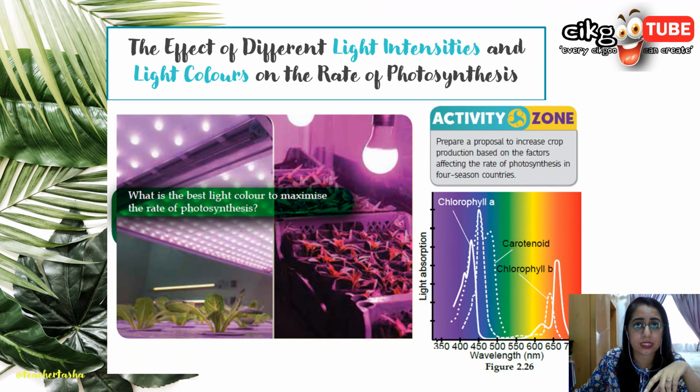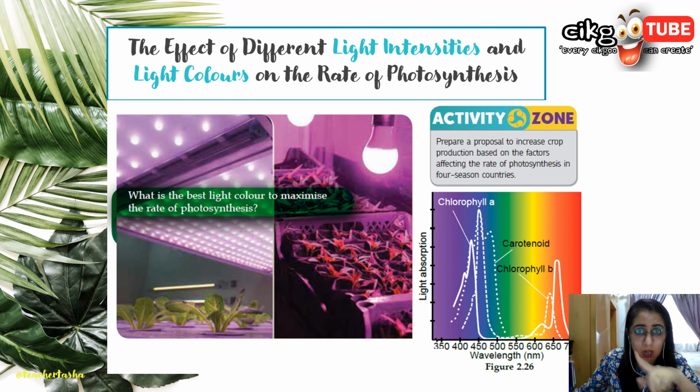Okay, the rate of photosynthesis in plants is different throughout the day. Other than the light intensity factor, the rate of photosynthesis is also affected by the color of light. Now, the light spectrum consists of 7 colors in a certain sequence: violet, indigo, blue, green, yellow, orange, and also red. Each color has a different wavelength. The rate of photosynthesis is the highest in red and blue light. So you can see figure 2.26 there. The highest is the blue and the red.